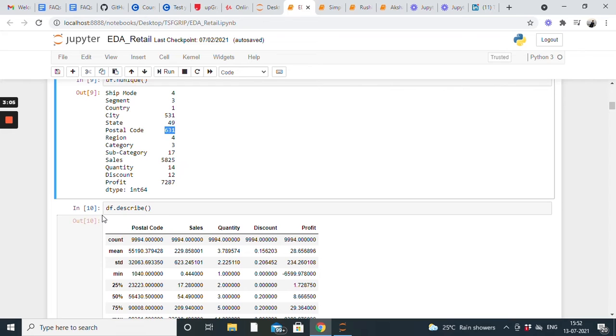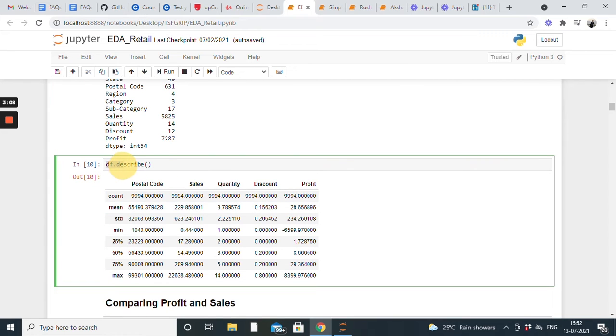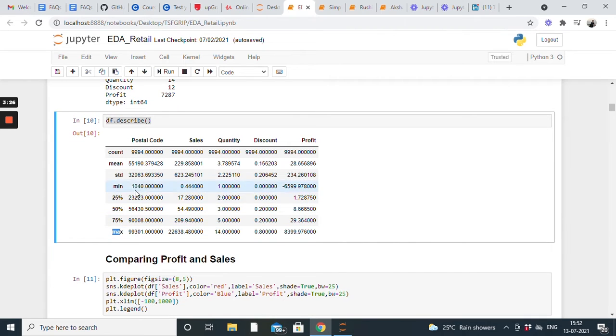Let's go with df.describe. What describe will do is give the analysis: the minimum value, the 25th percentile, the 50th percentile, the 75th percentile, and the max value. On that basis we can say whether there are outliers or not. Here we are seeing there is a straightforward relation, because the values are straightforward, so there are no outliers here.